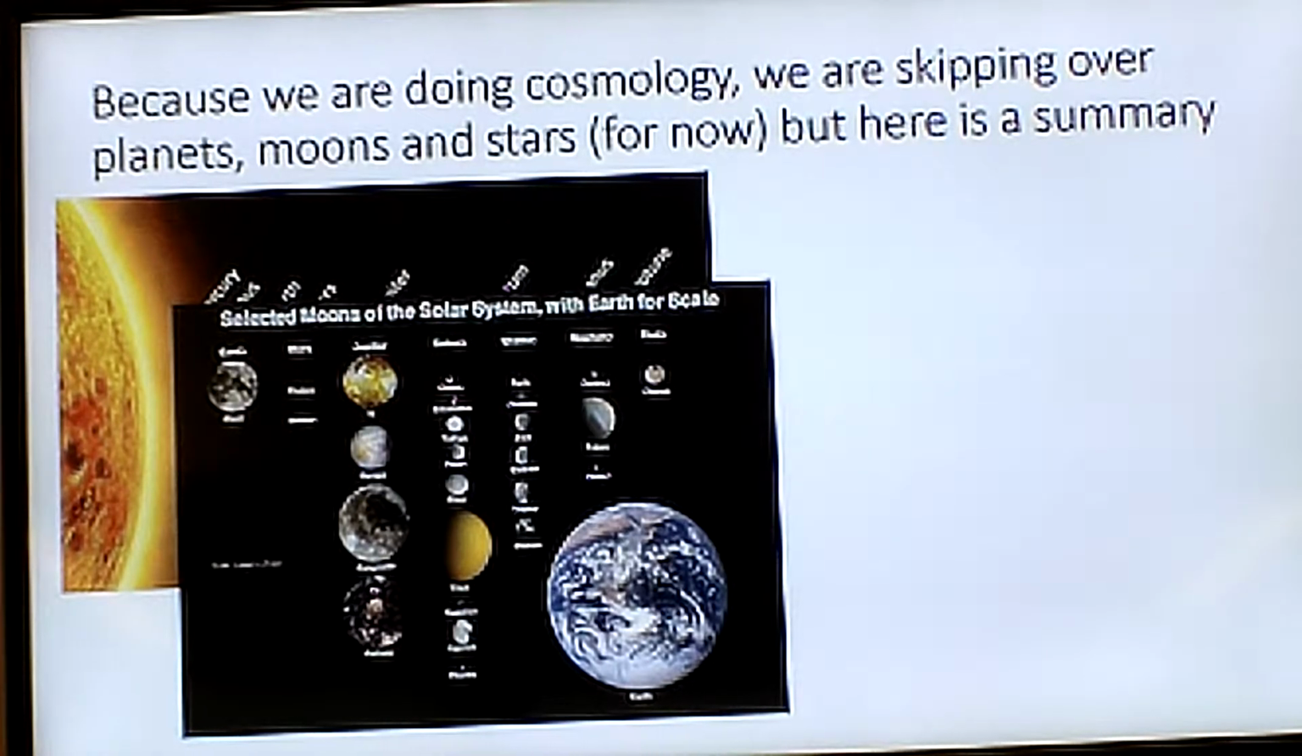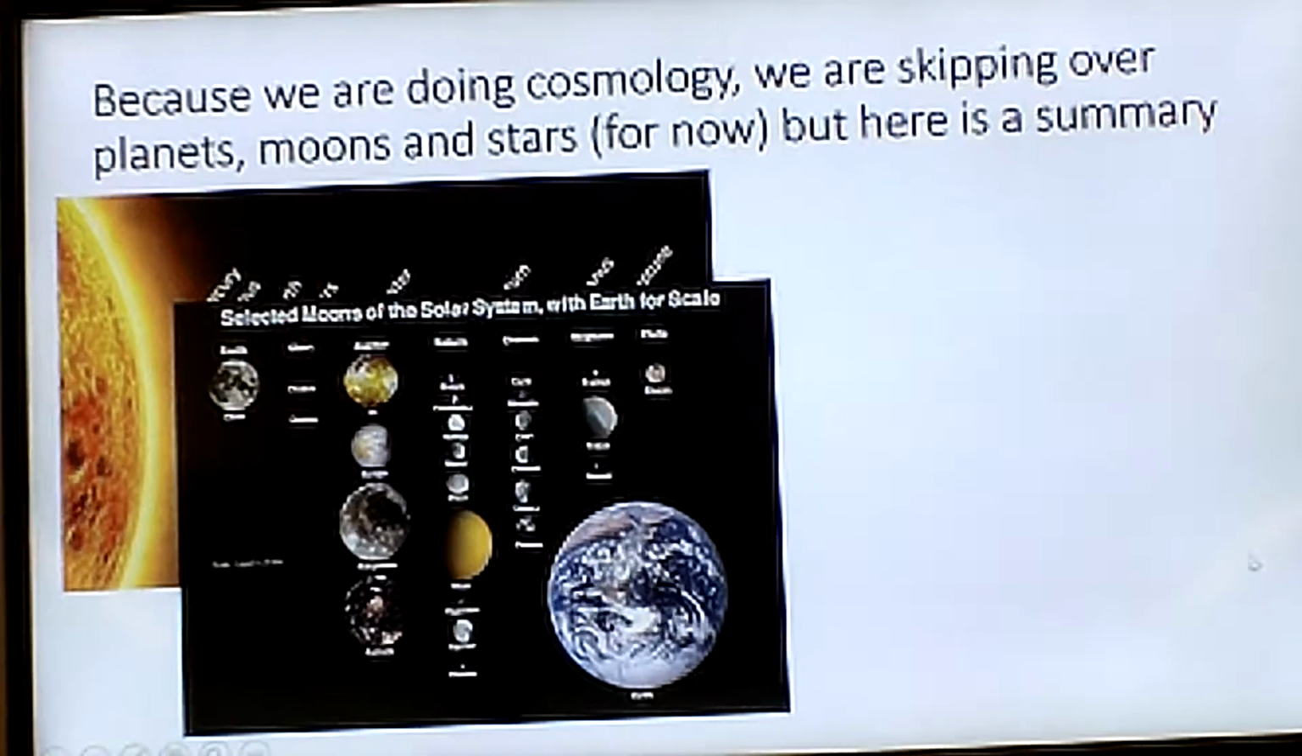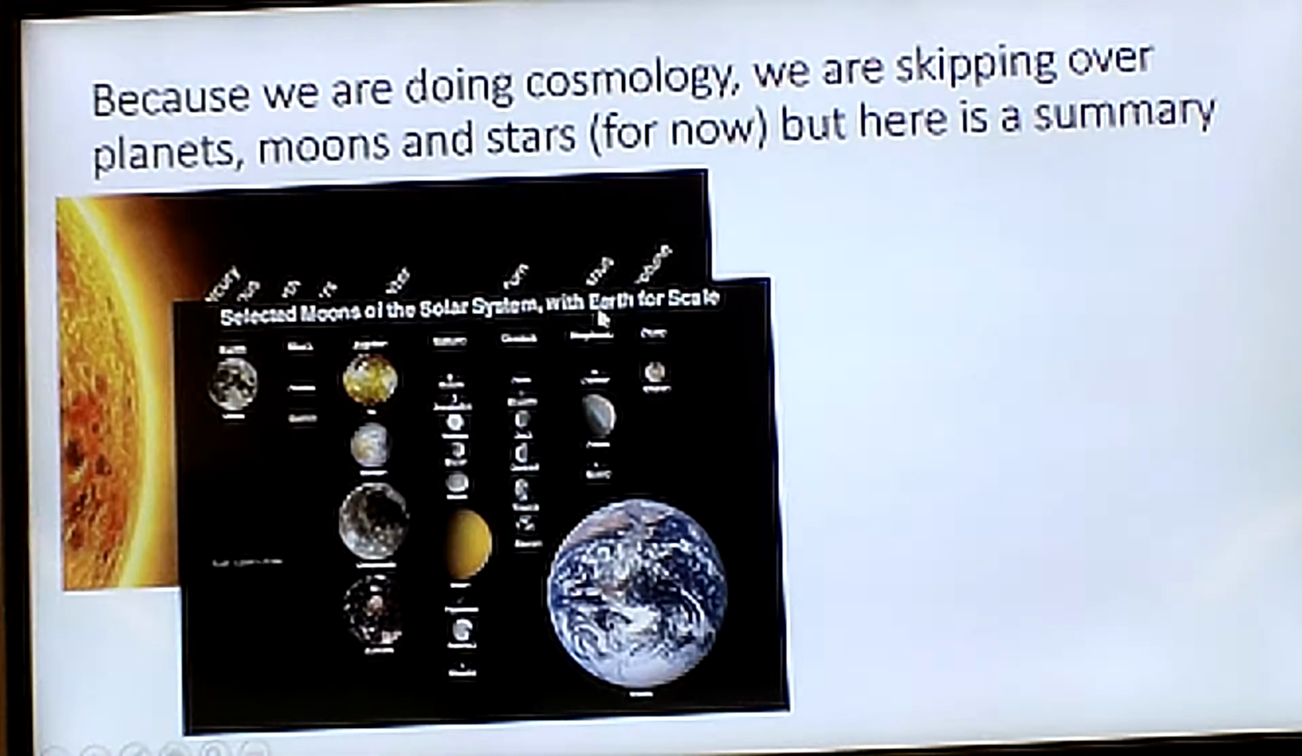Here's a collection of the moons in our solar system. This is Earth. Now these are to scale. So this is Earth, and then there's our moon. And you see various other moons here. Like Titan, the moon of Saturn, is a pretty good size. Ganymede of Jupiter is about the same size. So anyway, there's a picture of the moons.